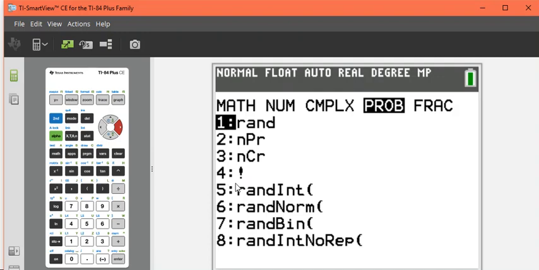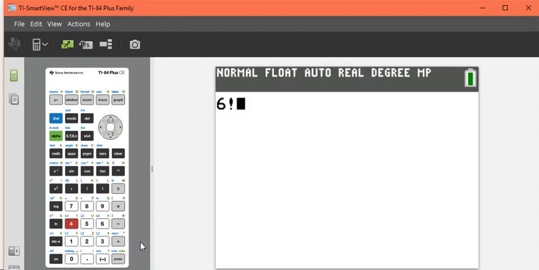If you look at option 4, it's option 4 on my calculator. If you have a different calculator, I can help you find this button. Option 4 under the probability menu is the exclamation point, or the factorial notation. So I would hit 4 for that, and now I see 6 exclamation point. That's 6 factorial. Hit enter, and there's 720. You're welcome to use that.